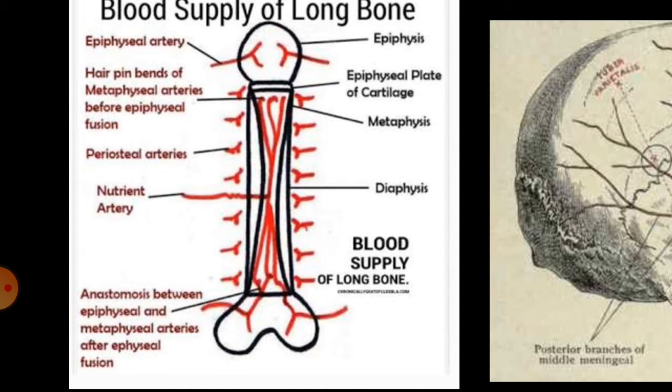It will go upwards and give branches, and these branches will be known as ascending branches of the nutrient artery. It will descend and it will give branches, and we will name those branches the descending arteries. You can see at the lower ends on both sides that there is an anastomosis between the epiphyseal and metaphyseal arteries. So there is a very rich anastomosis between the epiphyseal and metaphyseal arteries.